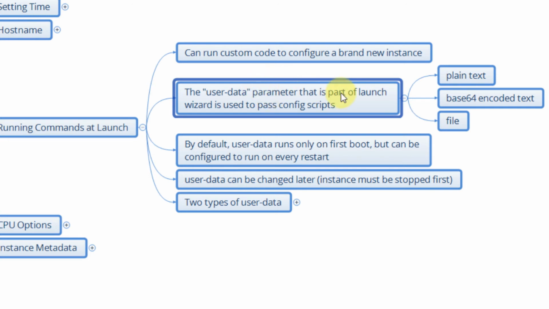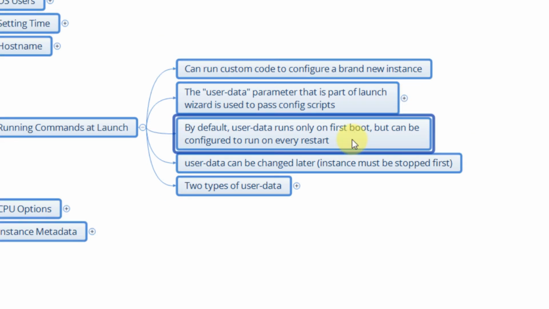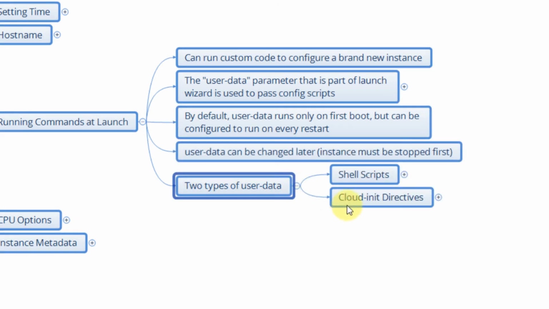This user data value can be plain text, or it can be base64 encoded text in case you have some non-ASCII characters in your script, or it can be a file. Note that this user data script runs only on the first boot and not on subsequent starts, but you can configure it to run on every restart. And also note that user data can be changed later, but to change it, you have to stop the instance first.